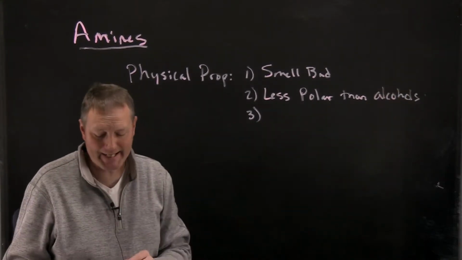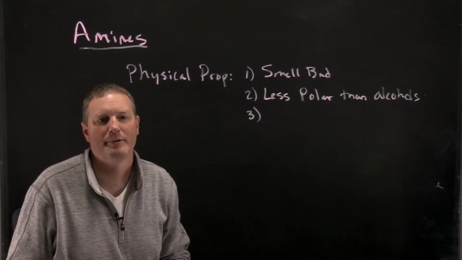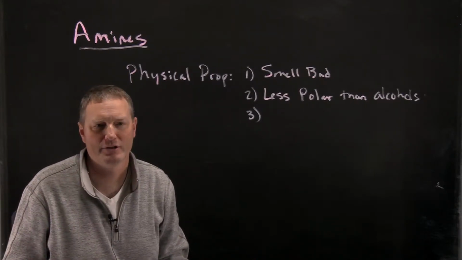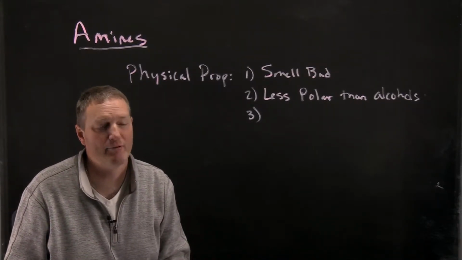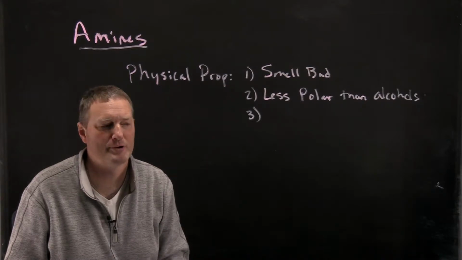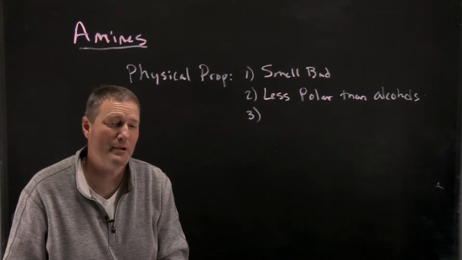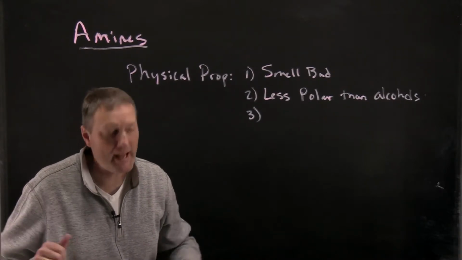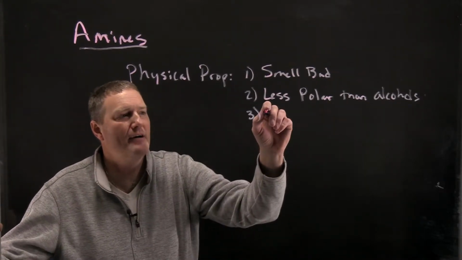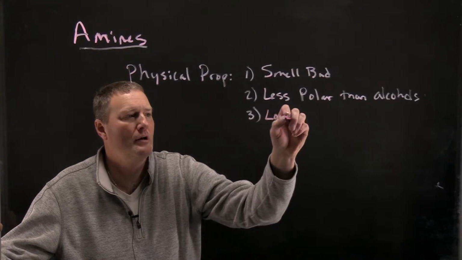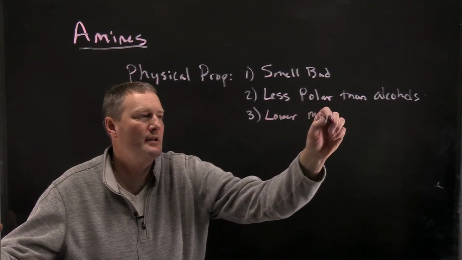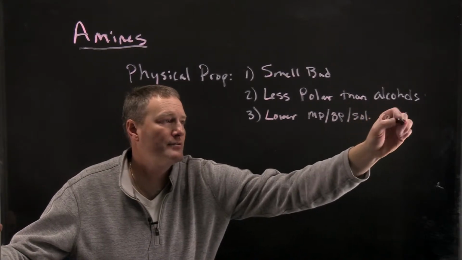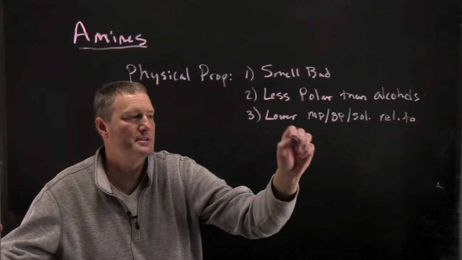Because it has a nitrogen in its functional group, and nitrogen has a slightly lower electronegativity than oxygen. Oxygen has an electronegativity of about 3.5 on the 4.0 scale, whereas nitrogen's about 3. So they are definitely a little bit less polar. And because of that, they tend to have lower melting points, boiling points, and solubility relative to similar alcohols.